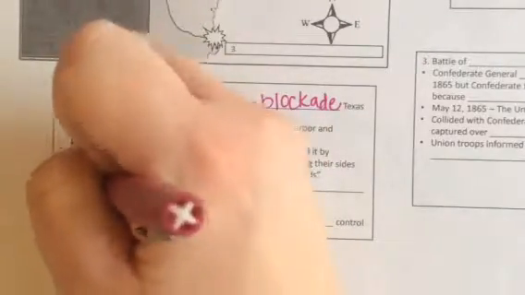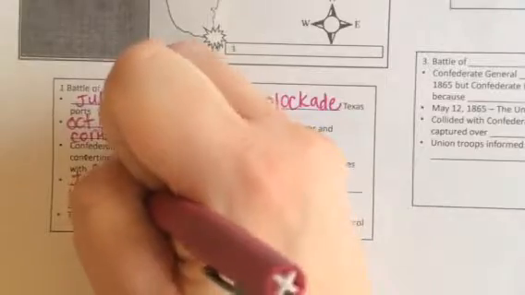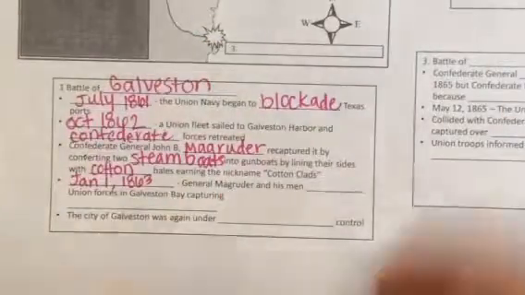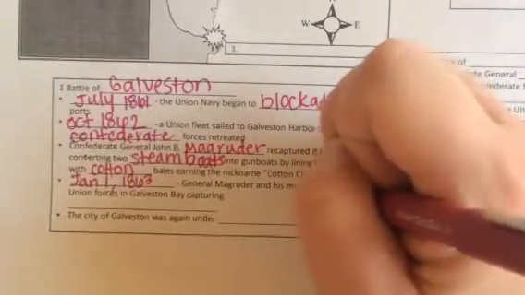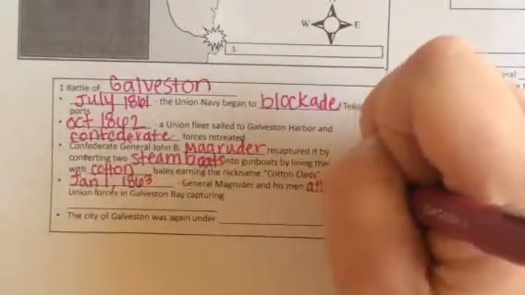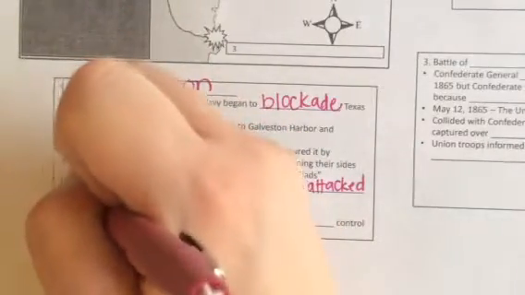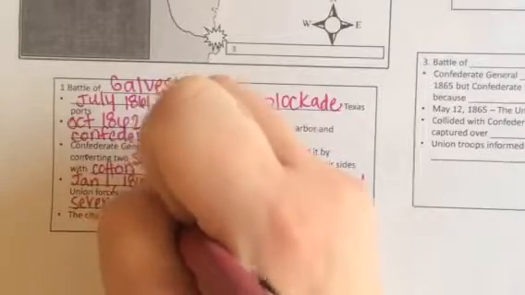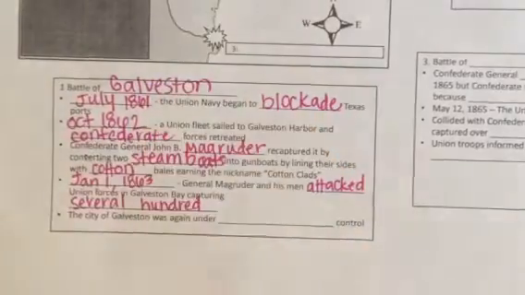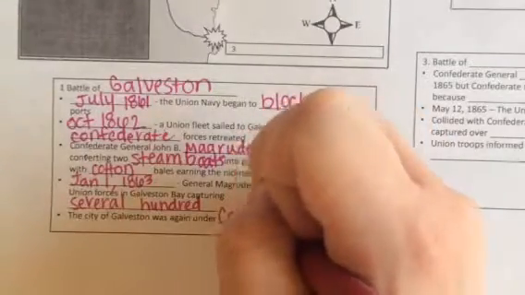On January 1st, 1863, General Magruder and his men attacked Union forces in Galveston Bay, and they captured several hundred of the Union soldiers. The city of Galveston is then under Confederate control.